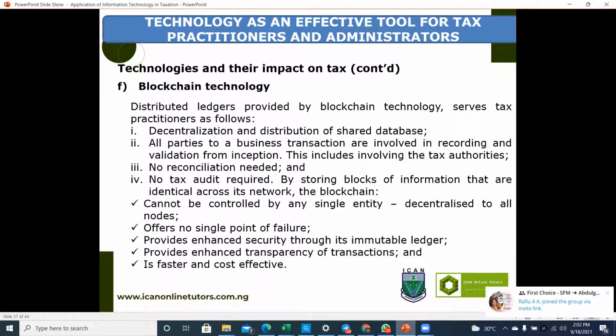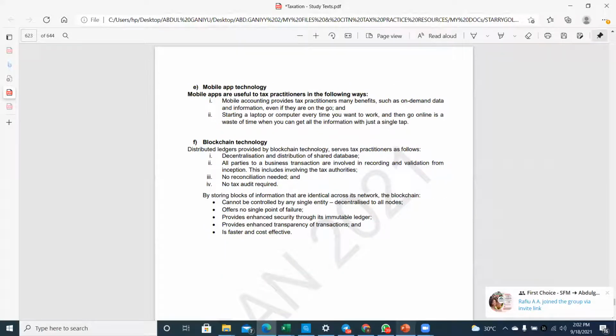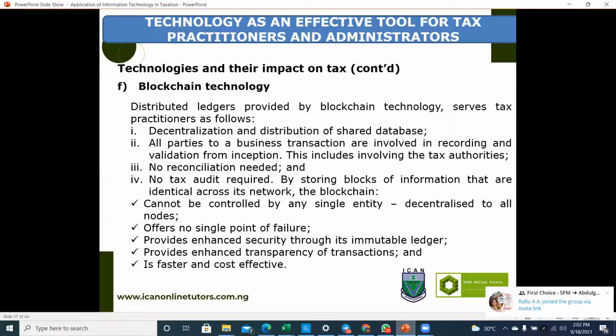Okay. So then finally, we have the blockchain technology. For the blockchain technology, a distributed ledger provided by blockchain technology serves tax practitioners as follows. One, decentralization and distribution of shared database. All parties to a business transaction are involved in recording and validation from inception. This includes involving the tax authorities, no reconciliation needed, and no tax audit required. So by storing blocks of information that are identical across its network, the blockchain cannot be controlled by any single entity, is decentralized to all nodes, offers no single point of failure, provides enhanced security through its immutable ledger, provides enhanced transparency of transactions, and is faster and cost effective.